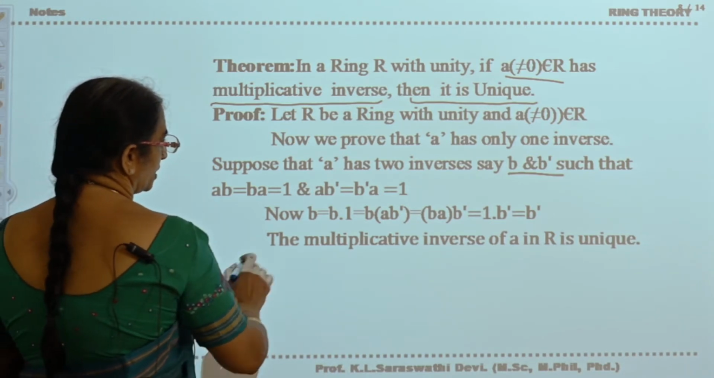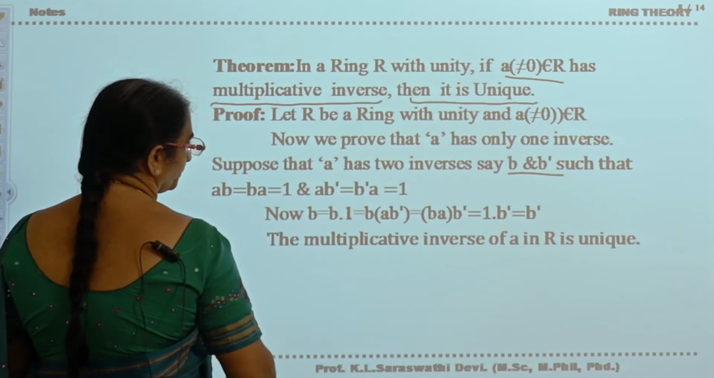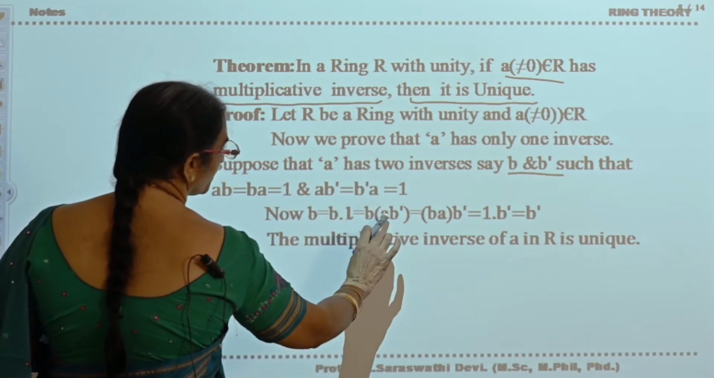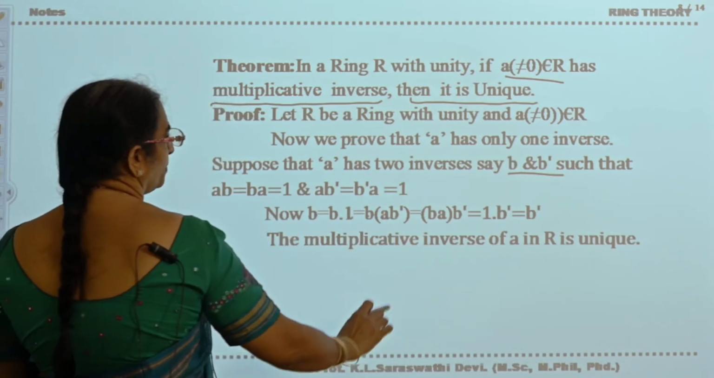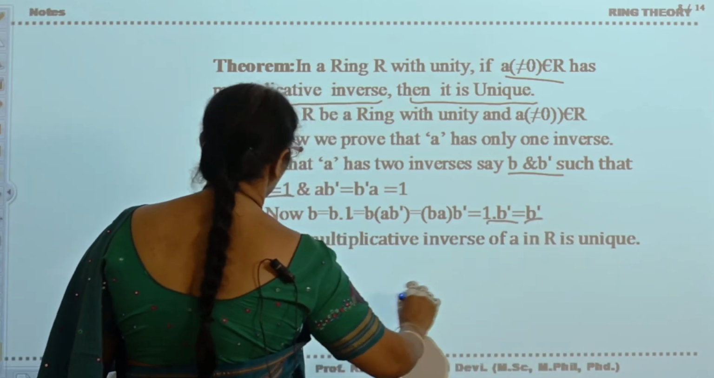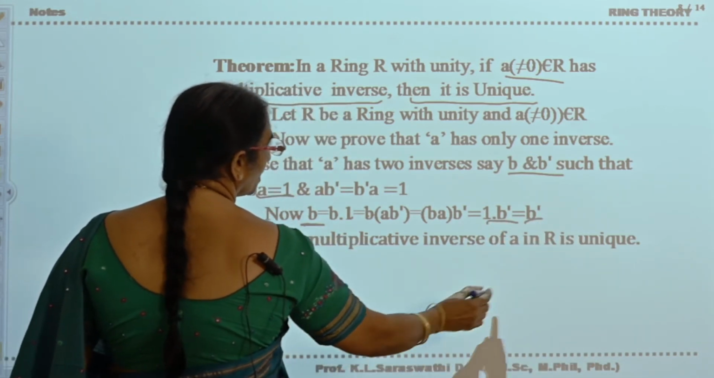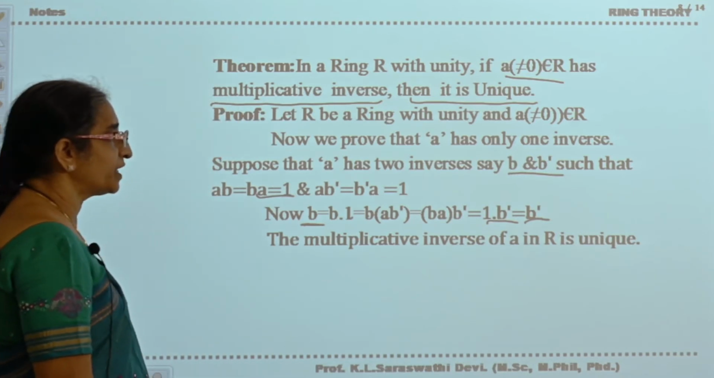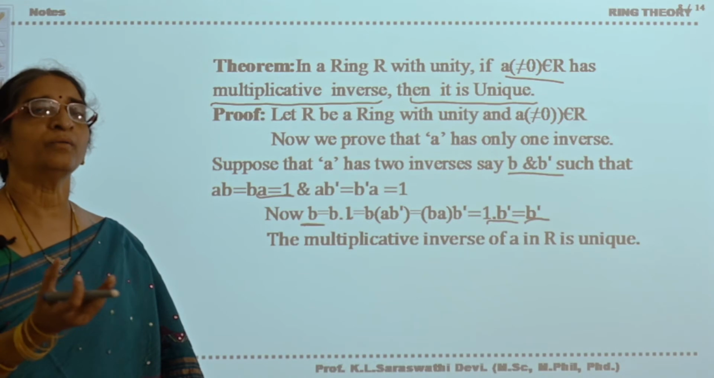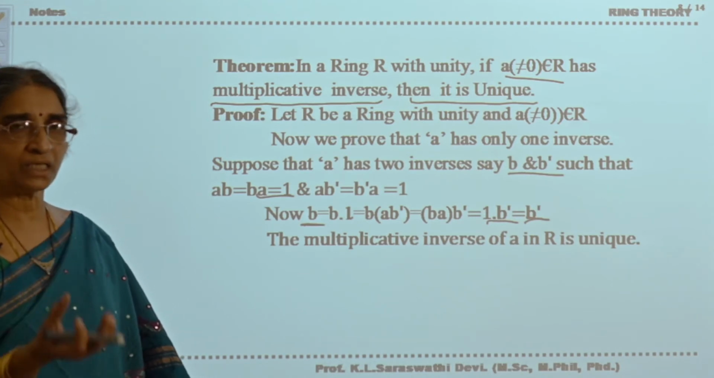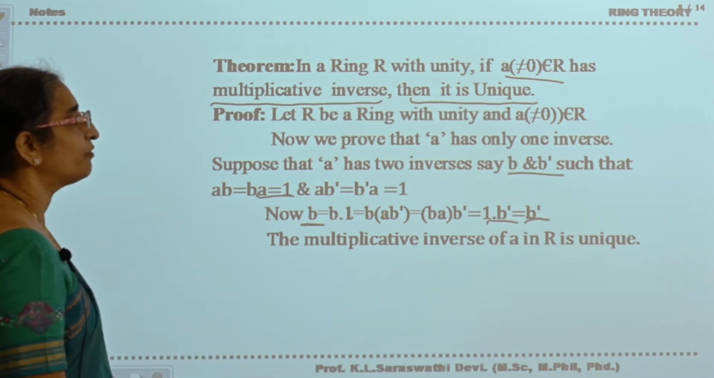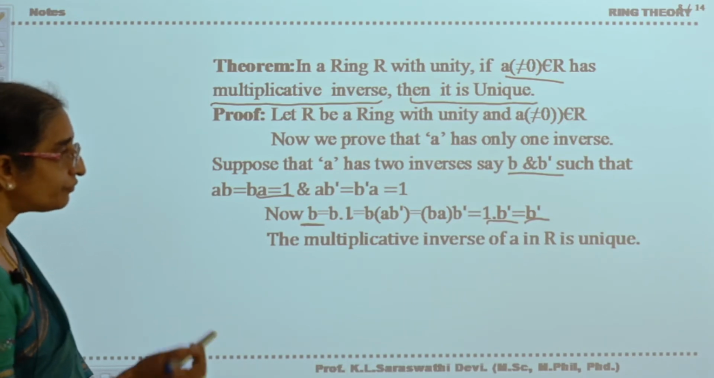Now see here, B is equal to B into 1. That is, B into 1, for the value of 1 you have written AB dash. This is B into A into B dash, that is BA into B dash, but BA is equal to 1. 1 into B dash is equal to B dash. Now you have started with B and you are able to show that it is equal to B dash. So if B and B dash are the two inverses of an element A, they are becoming equal. Therefore, you can say that there exists a unique inverse for any non-zero element in R if it possesses one.